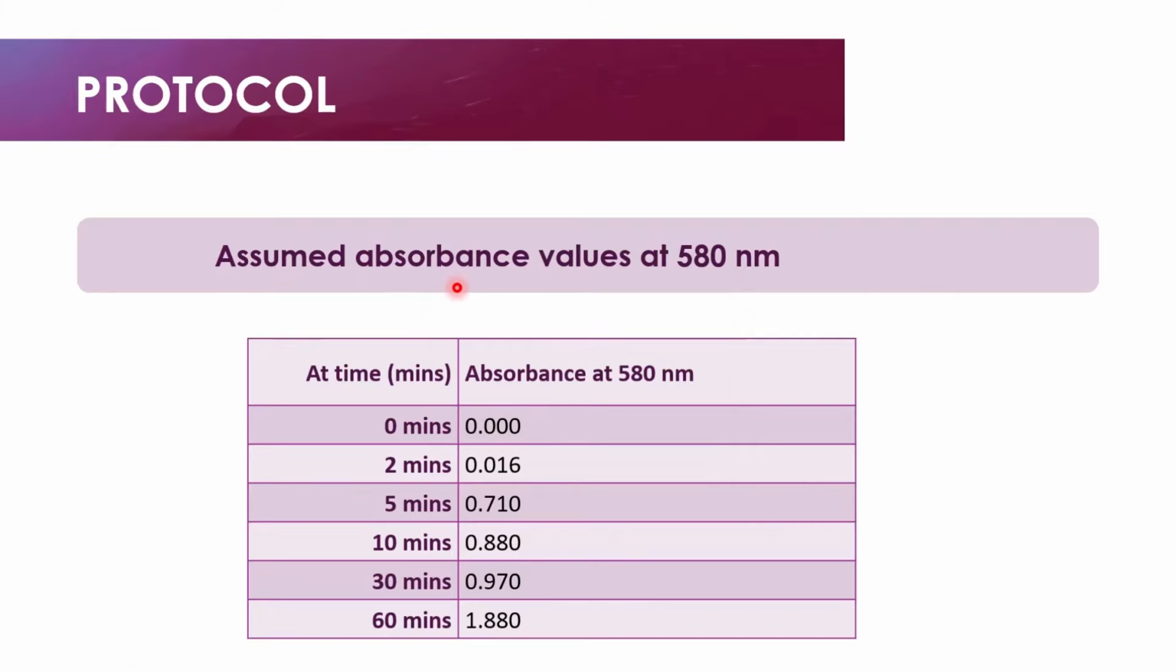So these are our assumed absorbance values at 580 nanometers after we subject the stopped reaction to the Folin-Wu method. As we can see, at 0 minutes, we had an absorbance of 0.00. At 2 minutes, we had 0.016. At 5 minutes, 0.710. At 10 minutes, 0.880. At 30 minutes, 0.970. And at 60 minutes, 1.880, as the respective absorbance values for each time.